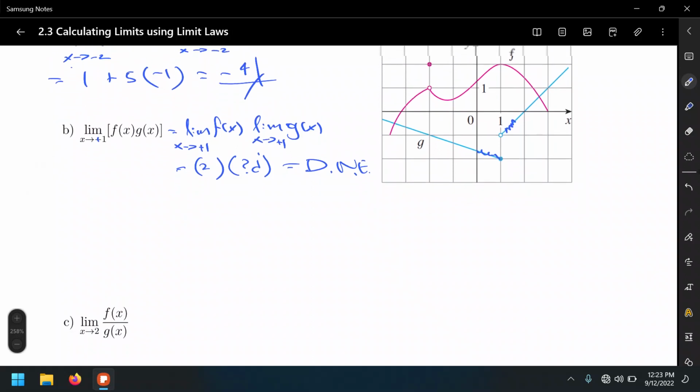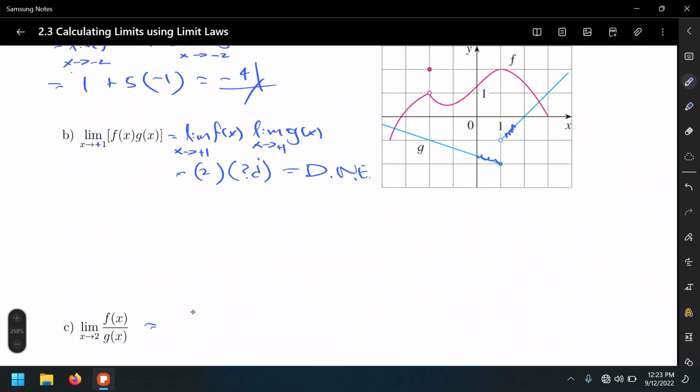So one more. Limit f of x as x approaches 2 over limit g of x as x approaches 2. Let's look at one function at a time. So f, which is represented by the graph in red. So approaching x equals 2, what's the limit? That's like 1.5. And what about g of x approaching 2? Oh, 0.